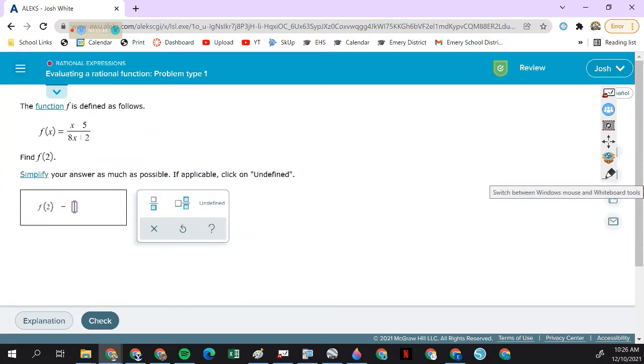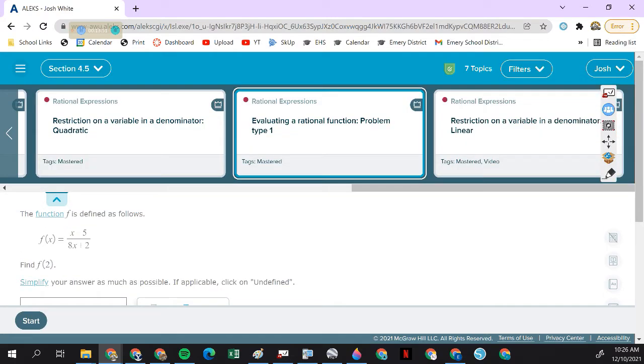Okay. This is easy. Just plug in 2. Put 2 in the top, put 2 in the bottom, and simplify. Yeah, that was not bad.